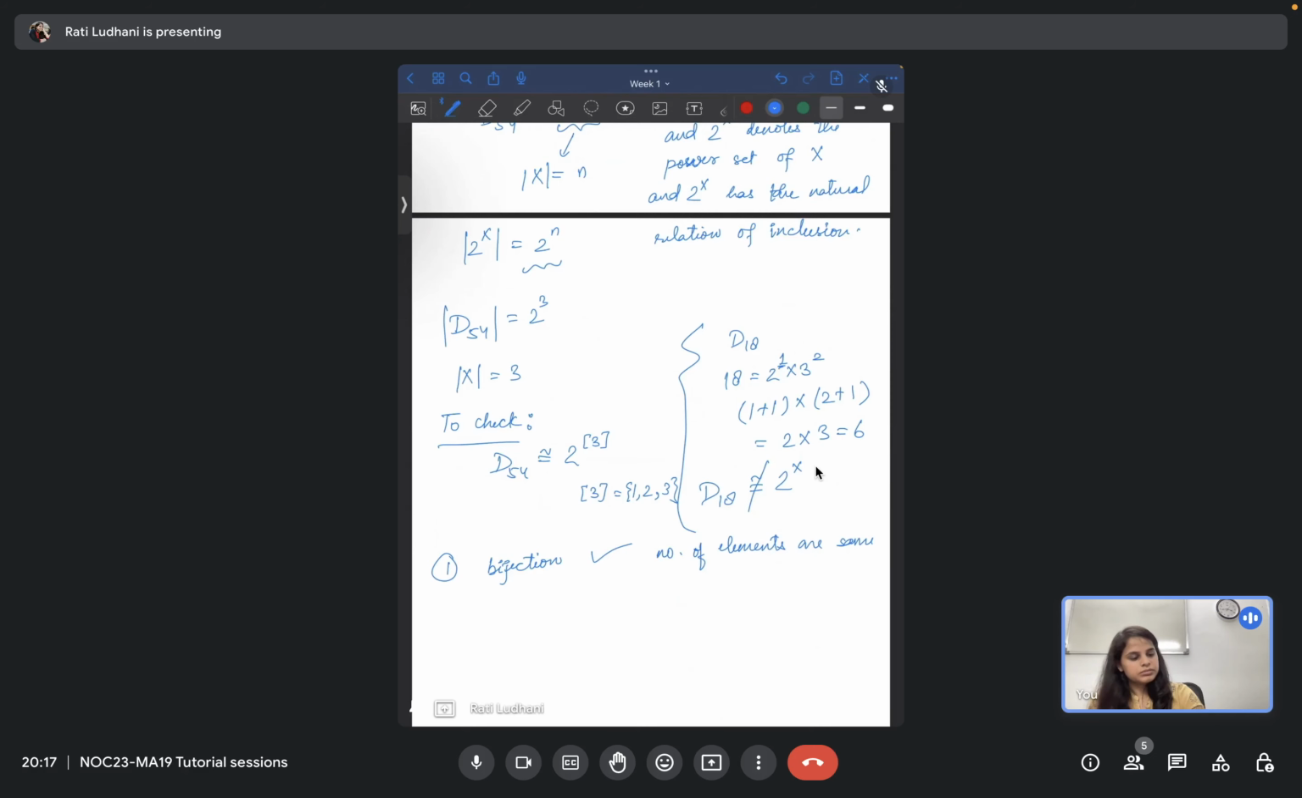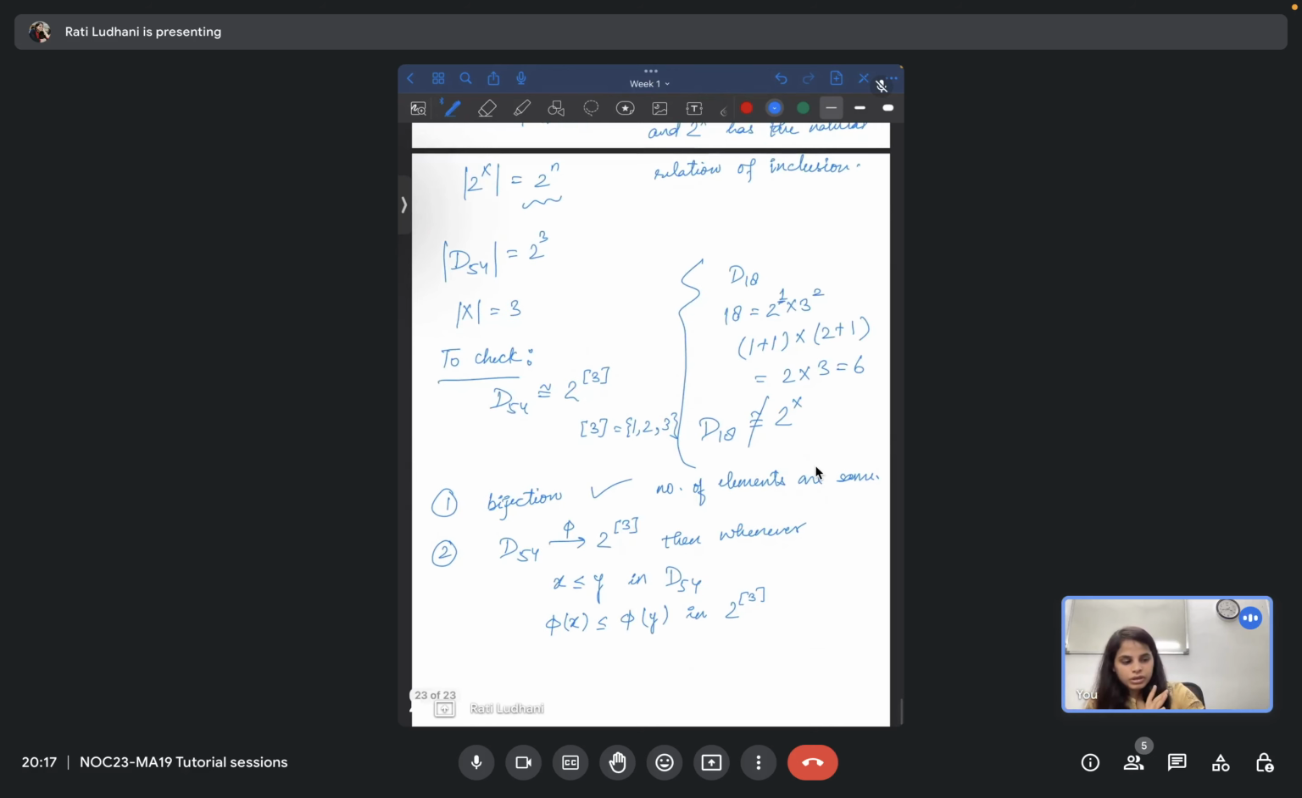Now the second part comes. The second part says, if you define a map phi from D54 to the power set, then whenever x is less than or equal to y in D54, phi of x should be less than or equal to phi of y in this power set. So it should happen for every x and y whenever this happens. So the second property, this you need to check.